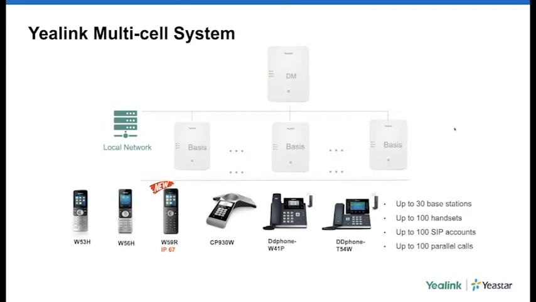So just some very basic information on the capacity. We have up to 30 base stations, up to 100 handsets, up to 100 SIP accounts, and up to 100 parallel calls. So this is the W80 that I've referenced in this example. A large capacity to begin with, so a number of base stations can be formed for this multi-cell network.